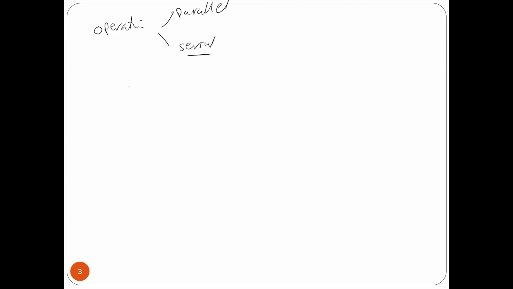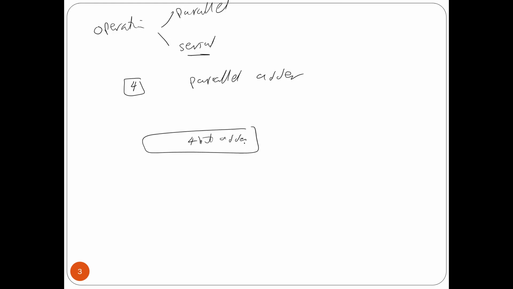For example, if you remember in chapter 4, we designed a parallel adder. So here we designed an adder, for example a 4-bit adder. In the 4-bit adder, I'm going to input 2 numbers, 4-bit here and 4-bit here, and then I'm going to get the output. So I do the addition at the same time. 4-bit and 4-bit, and I can do the addition at the same time. This is parallel. Now I can do the same thing in this operation, but I'm going to do it serial. That's what I'm going to explain.